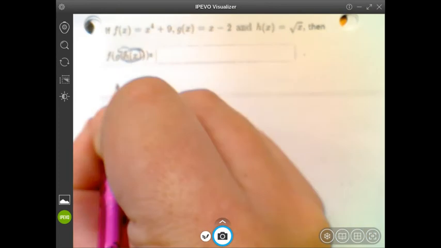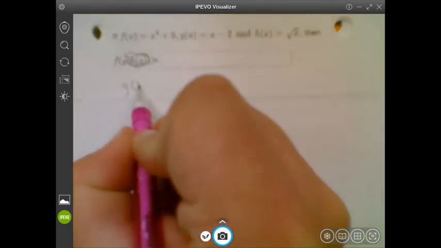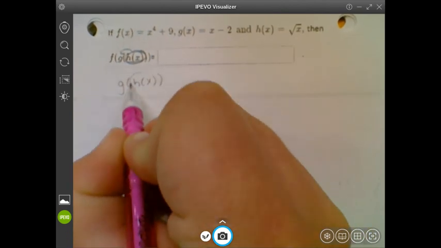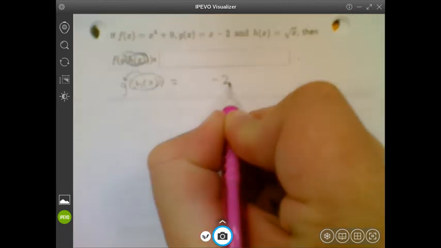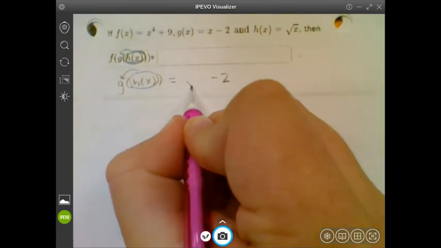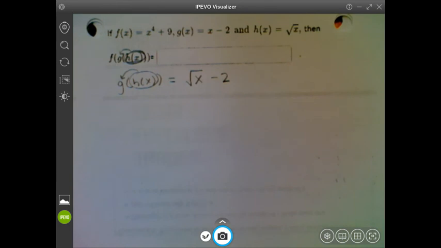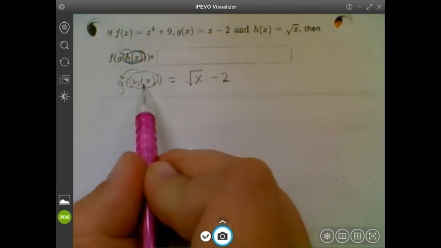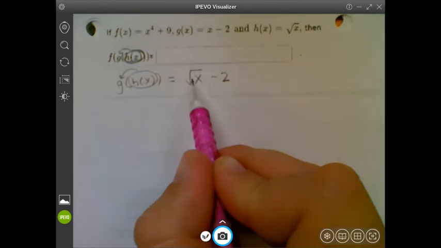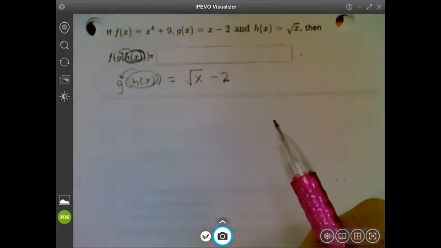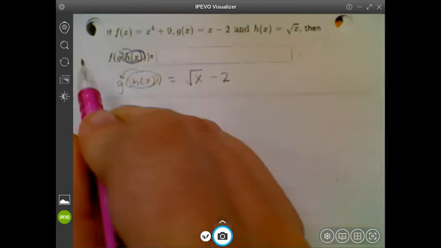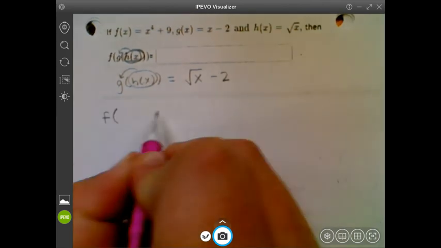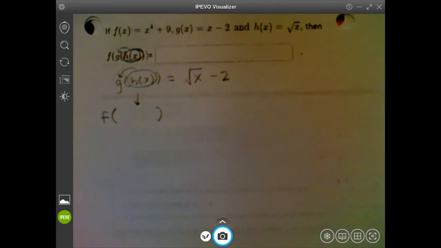All right, so the first piece is this g of h of x part in the middle, where you're taking the h of x and plugging it into your g function. Your g function is going to be your base, so it would be x minus 2, but we're getting rid of the x and putting in h, and h is the square root of x. So when you take h of x and plug it into g, you end up with the square root of x minus 2. Now we're going to take that whole thing and plug it into f.